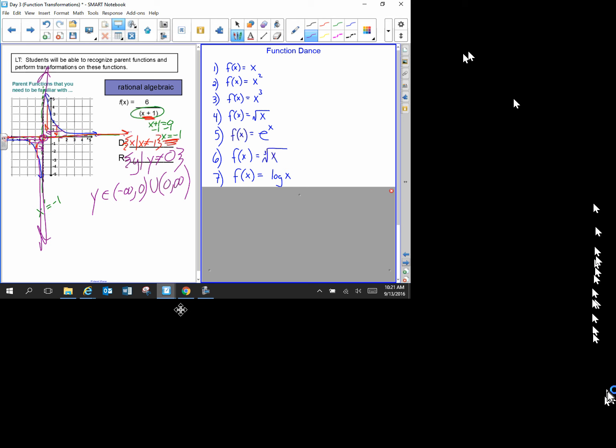Absolute value of x. Oh, there we go. Do we just need some music to this and everything? Is that what we need? No worry, we'll add some music.